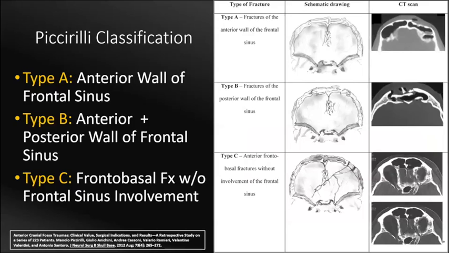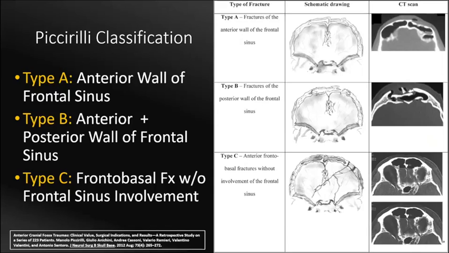Piccarelli classification focuses on involvement of the frontal sinus. It's known that when a fracture extends through the posterior wall of the frontal sinus, the patient is at increased risk for cerebrospinal fluid leak and ultimately mucocele formation, and may require specific surgical management, potentially cranialization.